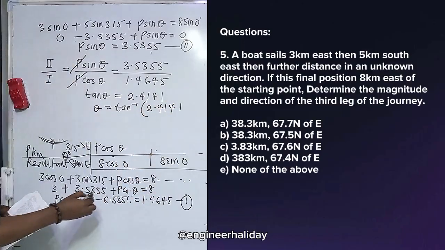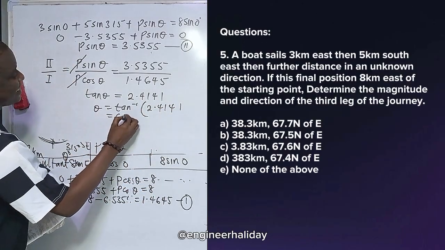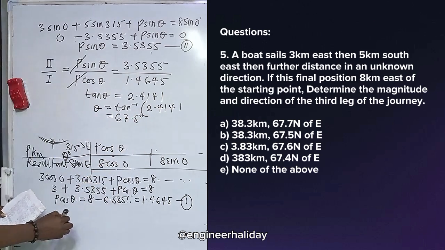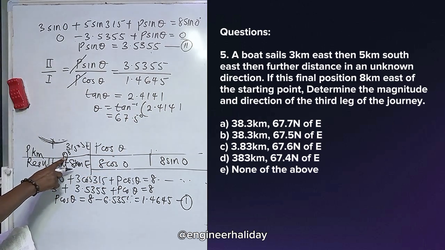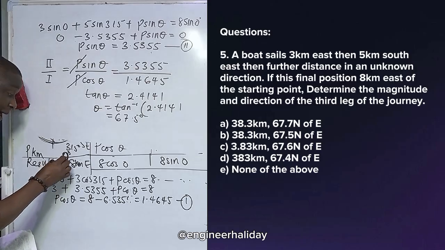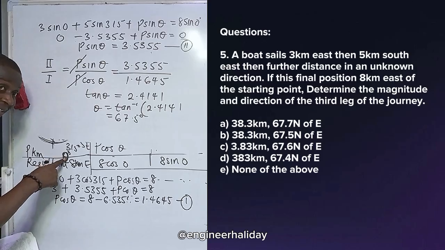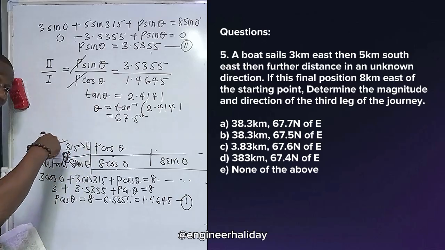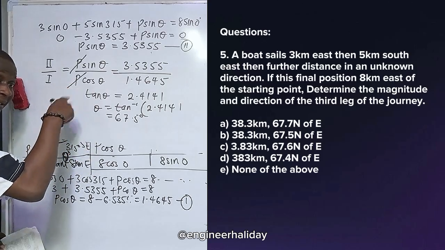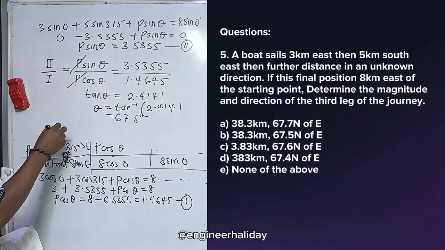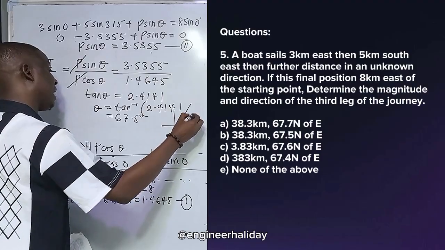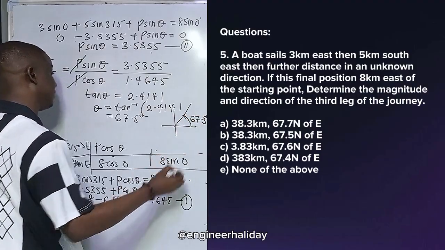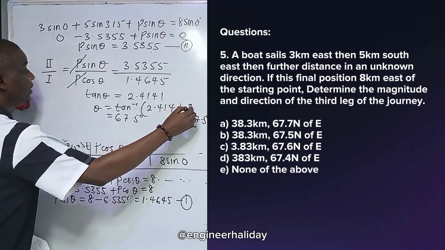Then take tan inverse of 2.4141 to get our theta first. That will give us 67.5 degrees. Don't forget all our angles: this angle theta must start from the east. I say P kilometer theta degree, and 315 is from the east anti-clockwise. The 0 degree is from the east, so this one should be from the east also. So this angle is measured from the east as 67.5 degrees.